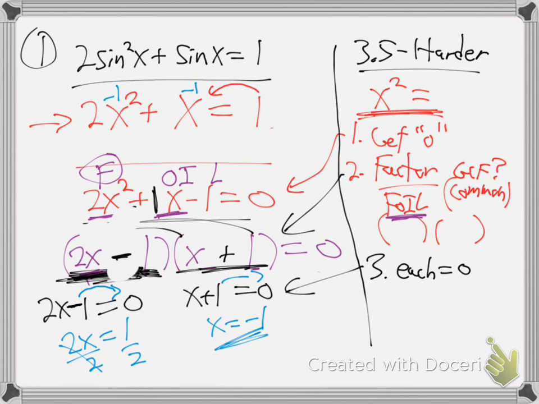Okay, so now let's go back and do it for the real question, the sine. 90% of it's going to be exactly the same thing. Except instead of an x, there's going to be a sine x. Instead of 2x, it's going to be 2 sine x. It's going to be the same thing. So let's do it. So number 1, 2 sine squared x plus sine x equals 1.